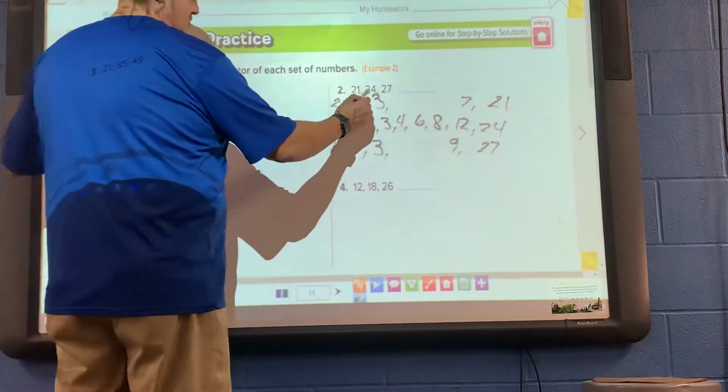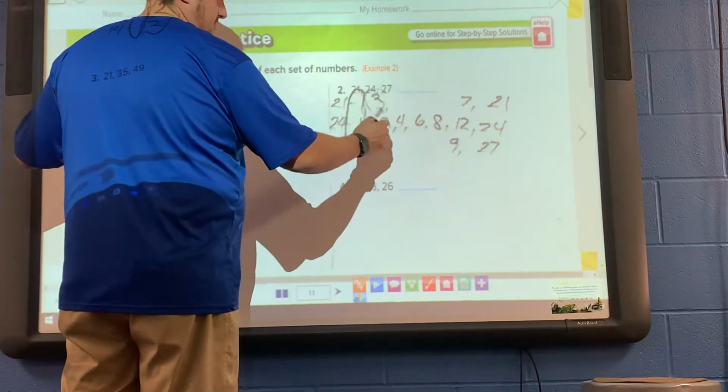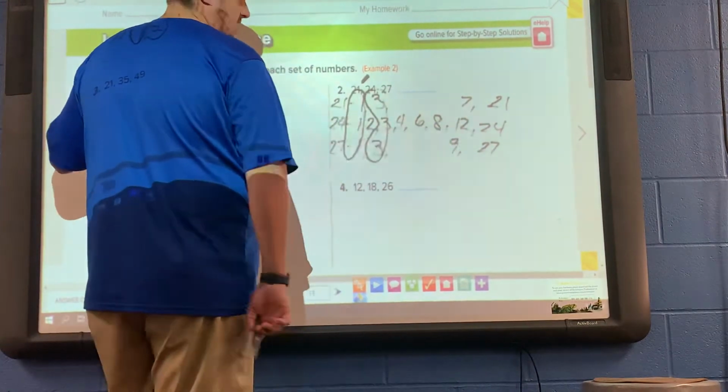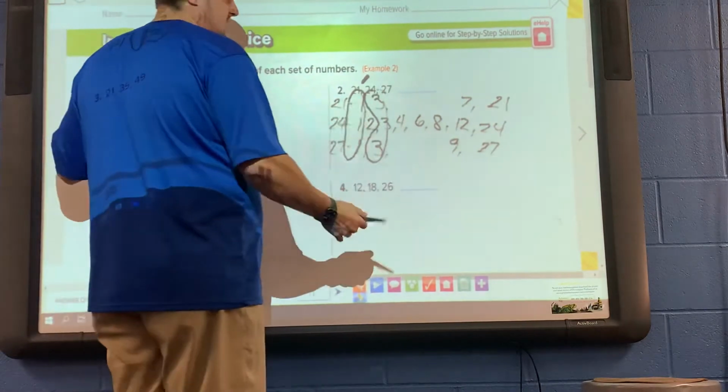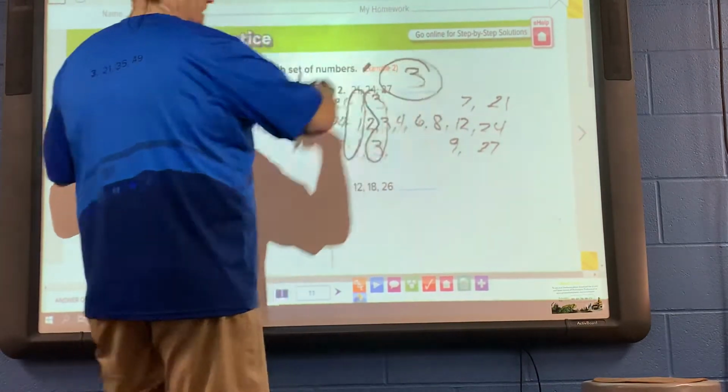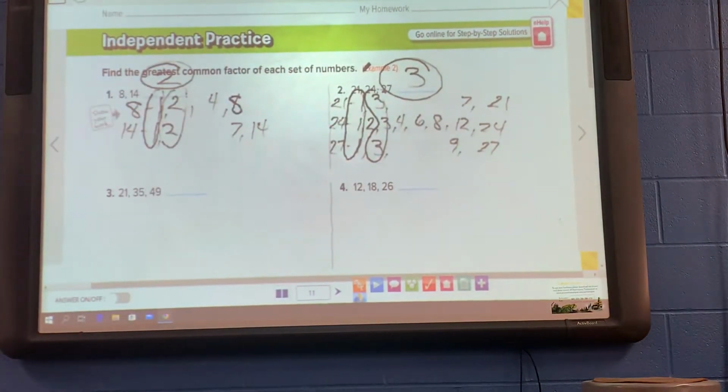So if you look, they share 1, they share 3, and that's all they share. So the greatest common factor, the GCF, is 3. Okay? So that's how you find the greatest common factor.